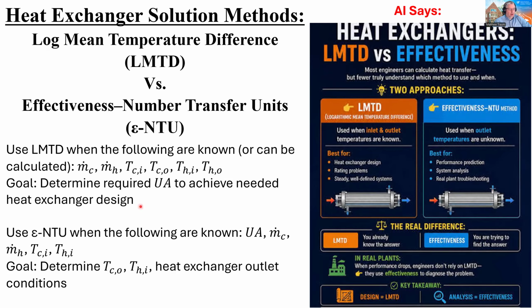So a lot of times, as an engineer trying to design something, that's not actually the information that you have available. And so there's an alternative technique, which is kind of the reverse in a way of the LMTD method, which is if you already know the UA of your heat exchanger, and you know the mass flow rates that you're intending to put through it, and you know the inlet conditions, Effectiveness-NTU gives you the outlet conditions of the heat exchanger.